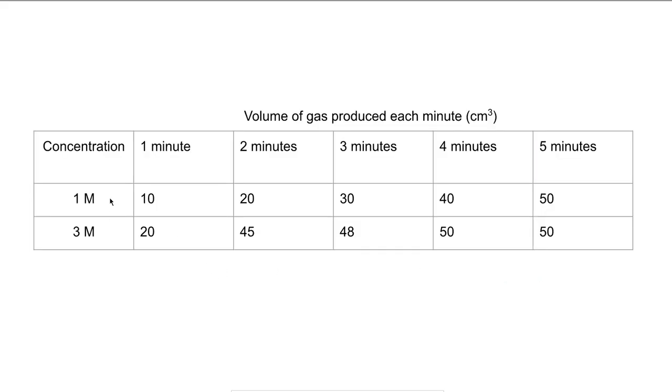In this case, the student did 2 experiments, 1 molar and 3 molar concentration. The 1 molar, like before, we have a slow and steady production of hydrogen gas. The 3 molar is more concentrated, and we can see the reaction is over sooner. Okay, it's a faster reaction.